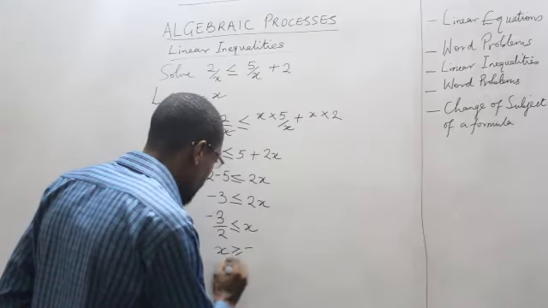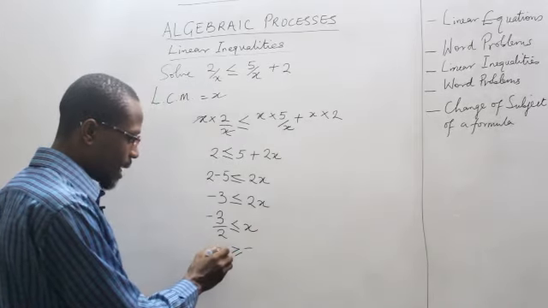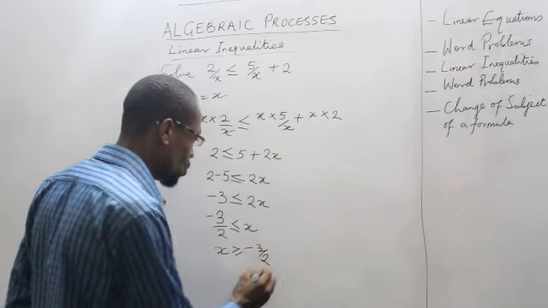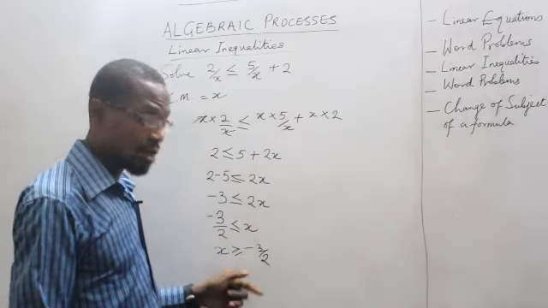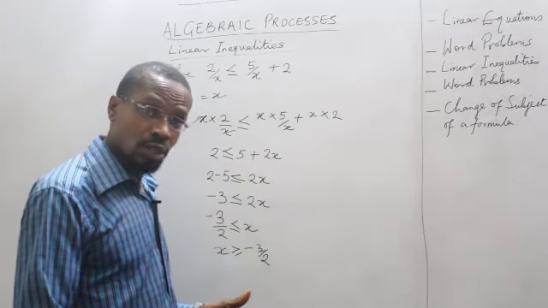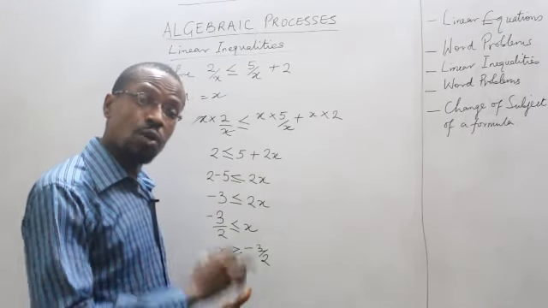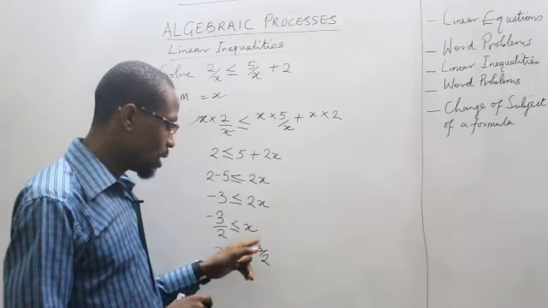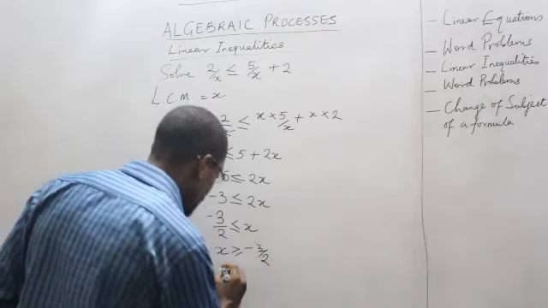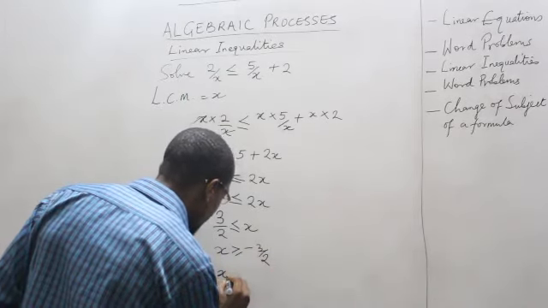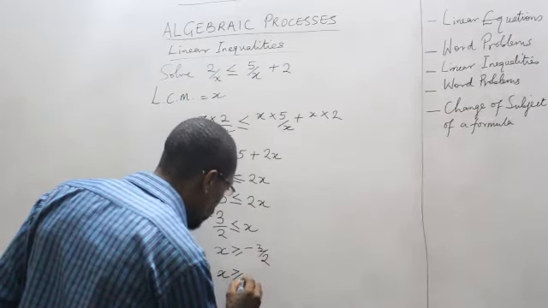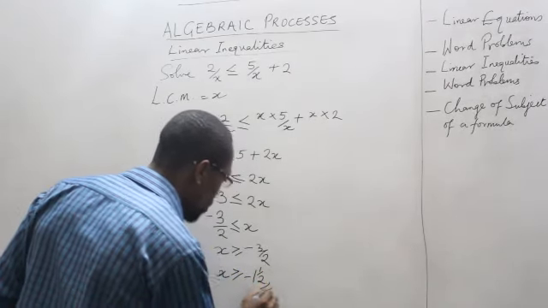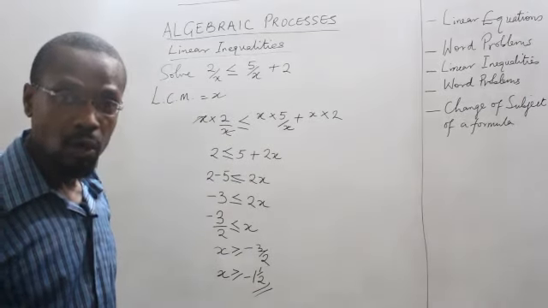So x is greater than or equal to minus 3 over 2. Now this is an improper fraction, and what is improper is just not proper. So what do we do? We break it down to a mixed fraction so that 2 can divide 3, and when that happens we have a final answer: x is greater than or equal to minus 1 whole number 1 over 2. Now that says it all.